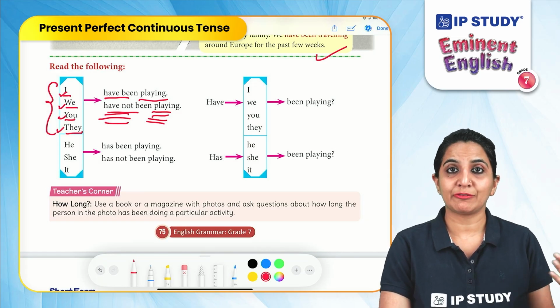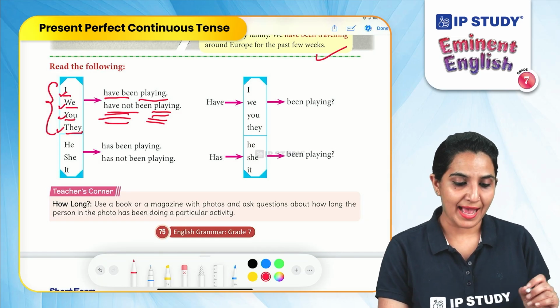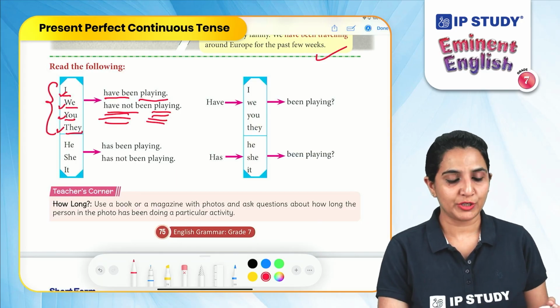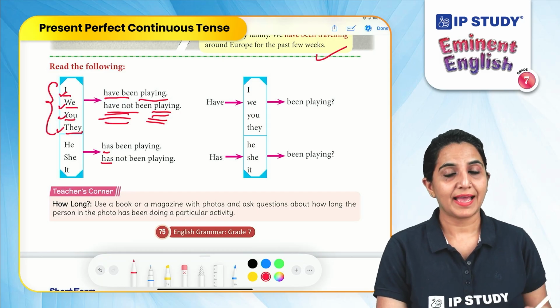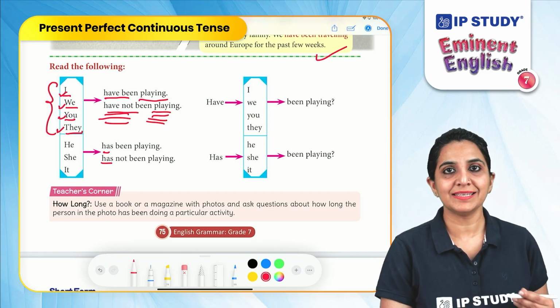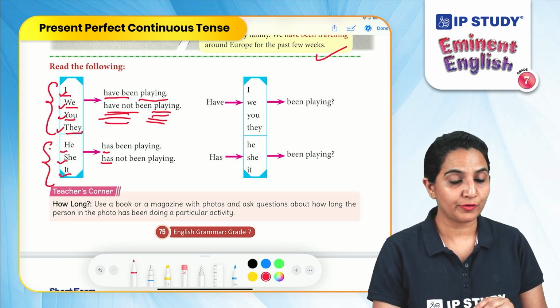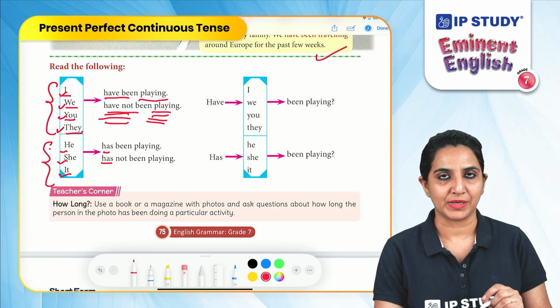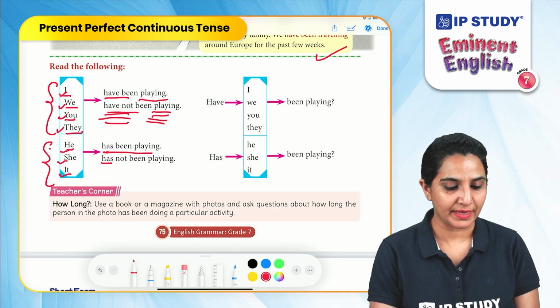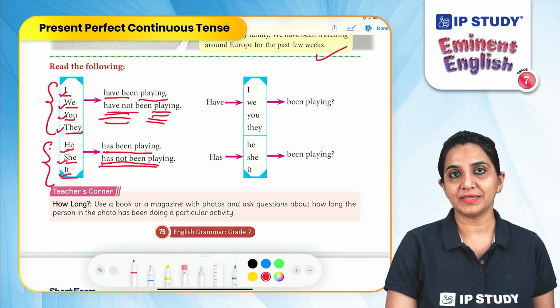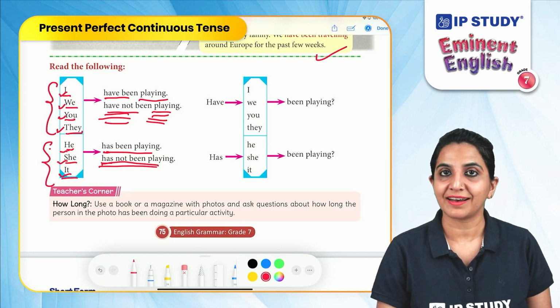The rules to apply has or have will remain the same. With I, you, and plurals like we, they, we will use have. But with he, she, it, we will use has. In the singular forms also, has is used. So, with subjects like he, she, it, we will form the sentences with has been. He has been playing. She has not been playing. It has not been playing. So similarly, the negative and positive sentences are formed.